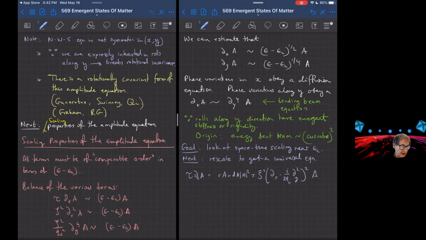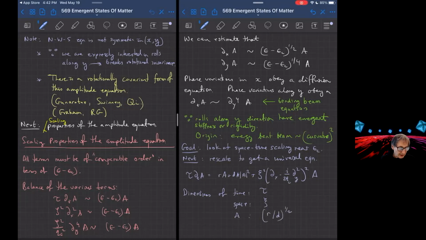Okay, so there's my equation, and I'm going to do dimensional analysis on this equation. The dimensions of time are set by tau. The dimensions of space are set by xi, and the dimensions of the order parameter, the amplitude, are set by r over d to the 1/2.